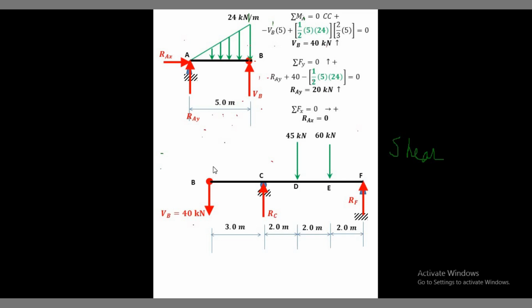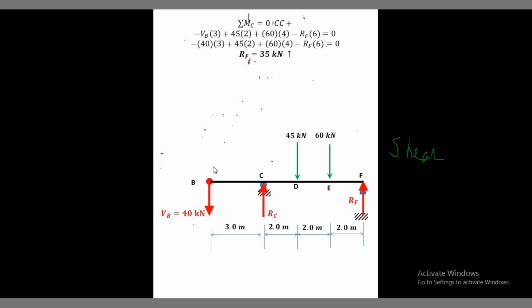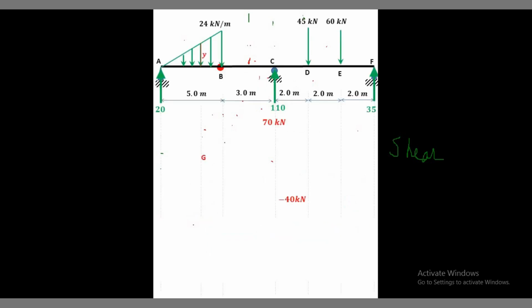Okay? So, taking moments at point C, I can solve for the value of RF, and summation of forces along the Y, I can solve for RC. Okay na? So, that is how you're going to determine the external reactions. Now, hindi pa tayo tapos dito kasi I need to draw the shear and moment diagram of this beam. Since nakuha ko na yung mga values ng external reactions, unahin natin si shear diagram.